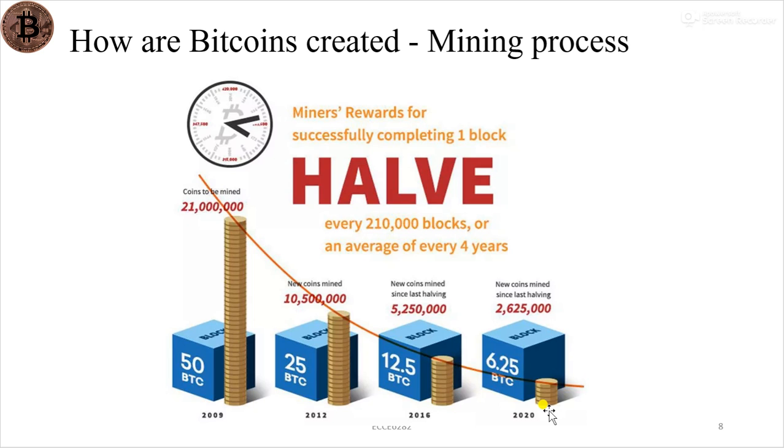Right now, the reward for a miner for adding one block into the blockchain is 6.25 Bitcoins, which are added into the network of Bitcoin. Now how much is the value of these 6.25 Bitcoins? As of November 2020, 1 Bitcoin is equal to $17,900. So if you are earning 6.25 Bitcoins, then you are earning $111,875 for mining one block of Bitcoin, which is again really big money.